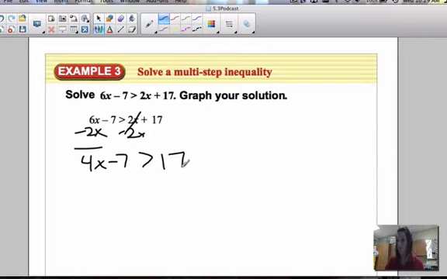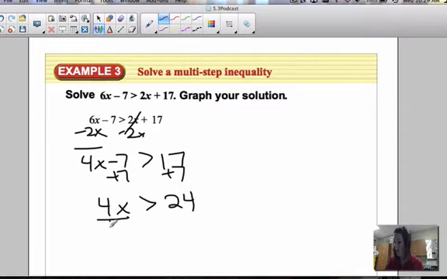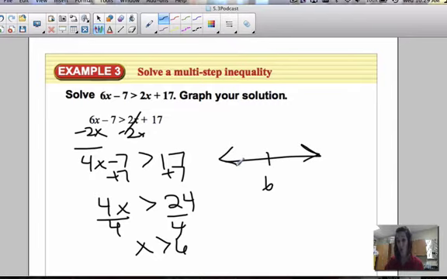And now it becomes a familiar problem. Add 7. 4x is greater than 24. Divide by 4. X is greater than 6. So I graph x is greater than 6. It is an open circle because it is not equal to. Greater than is to the right.